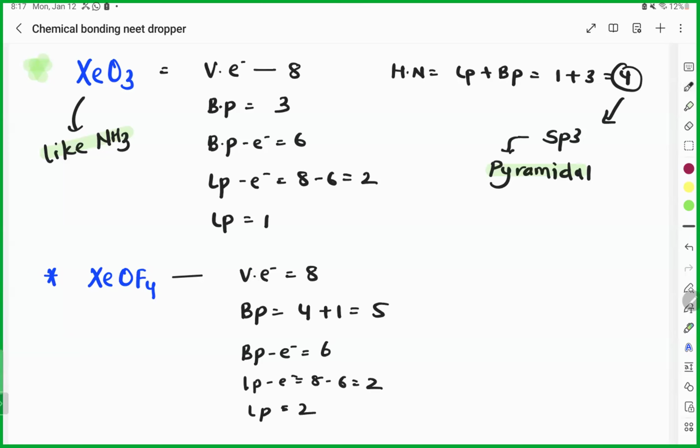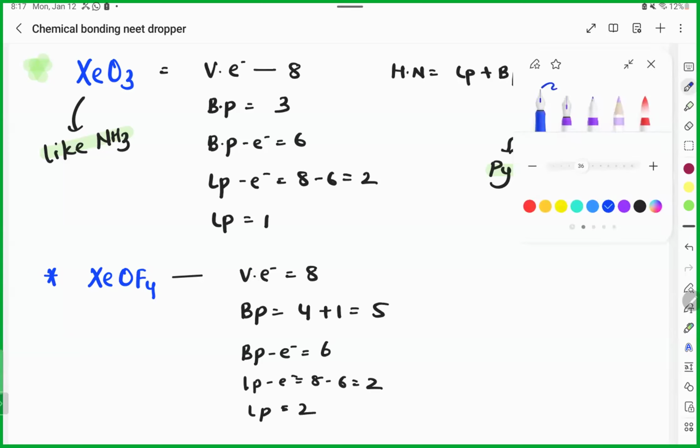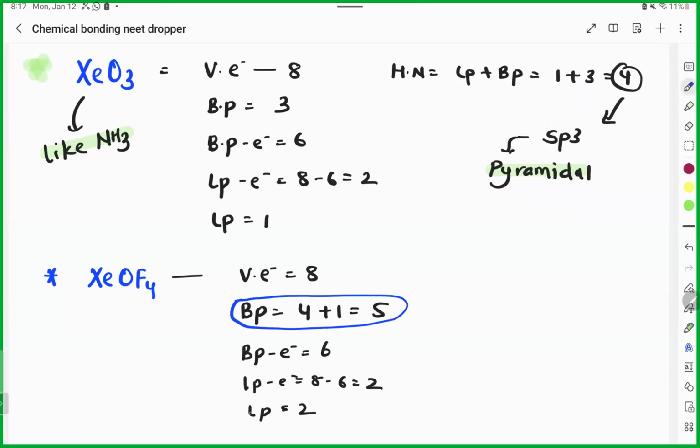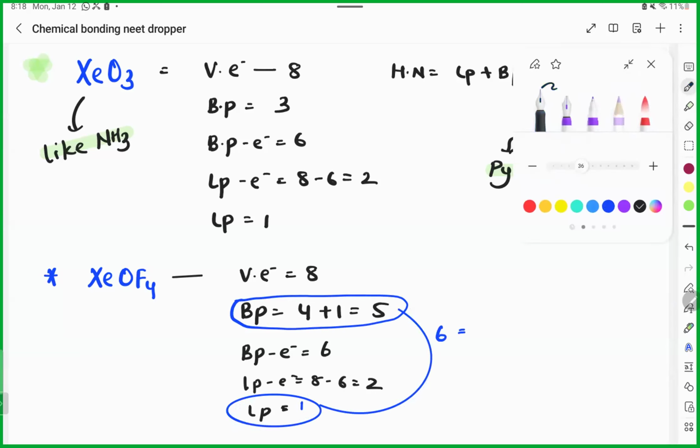Yes, Chandana? No, sir, nothing. I understood. So your bond pair is 5. Your lone pair is 1. Total number 6. What will be hybridization in this case?